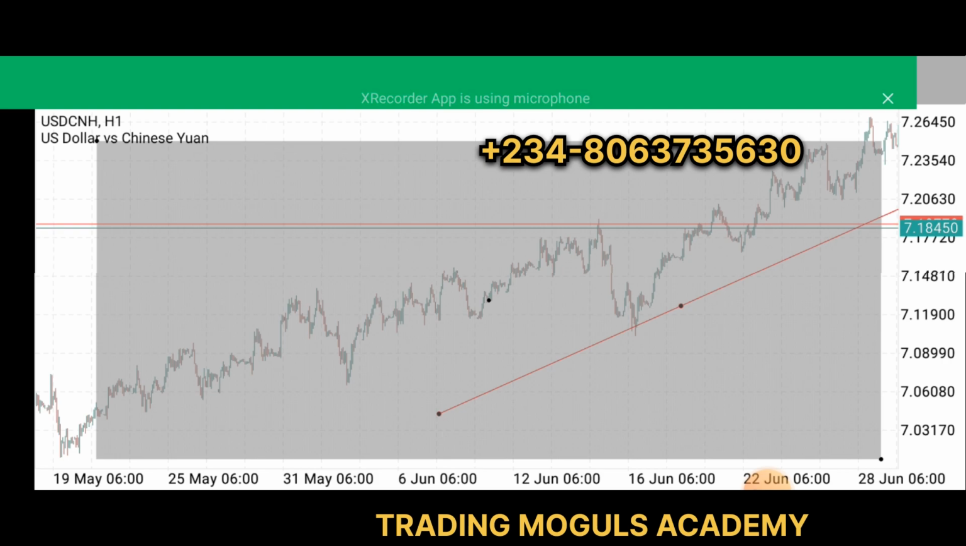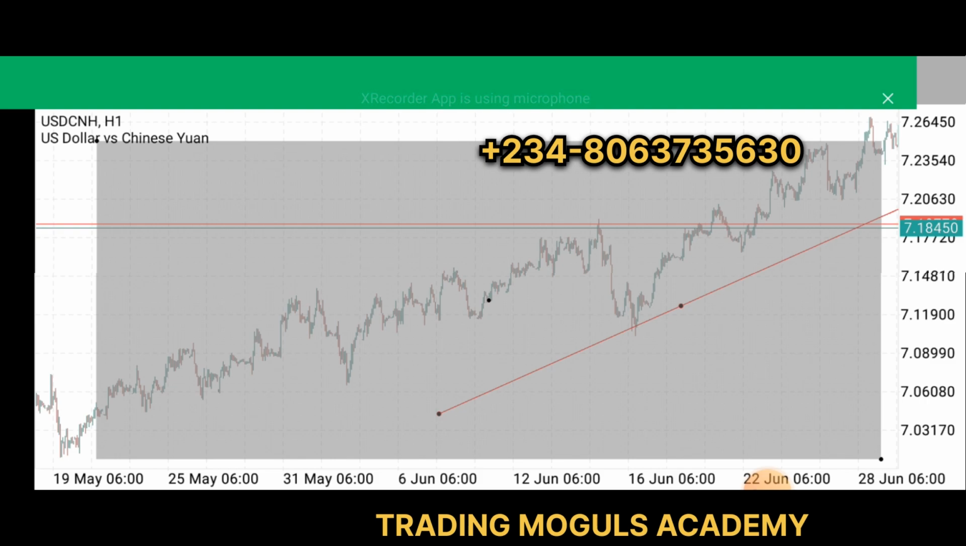Just follow the trend. That is the only way you can be successful in this field. Okay, so this is actually a 1 hour time frame. There's not too much jargon here, not too many things to look out for. Just identify the market structure, and this is a clear uptrend. All you need to do is to buy, period.